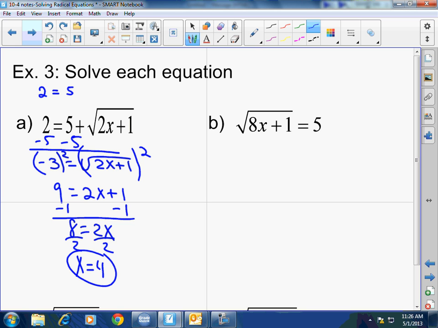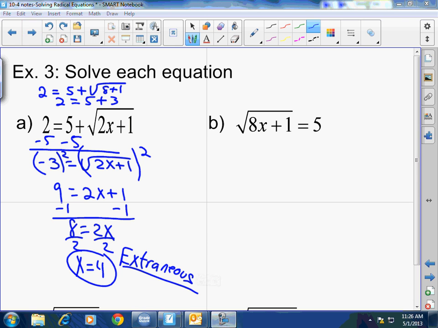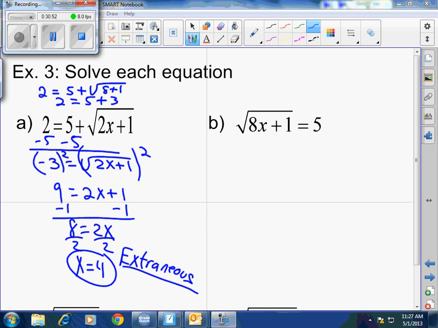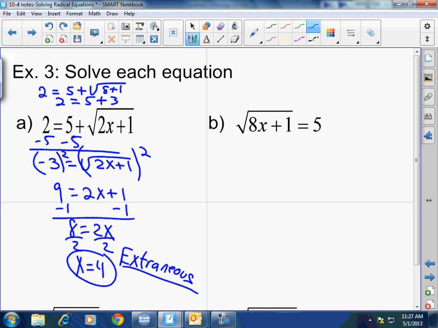Let's see if it works. 2 equals 5 plus square root of 8 plus 1. 2 equals 5 plus 3? No. So that's going to be extraneous. Does that make sense? Okay, guys. Now, we checked it.